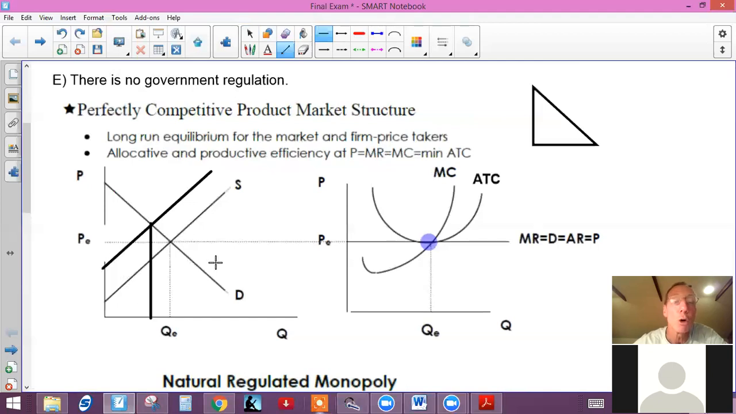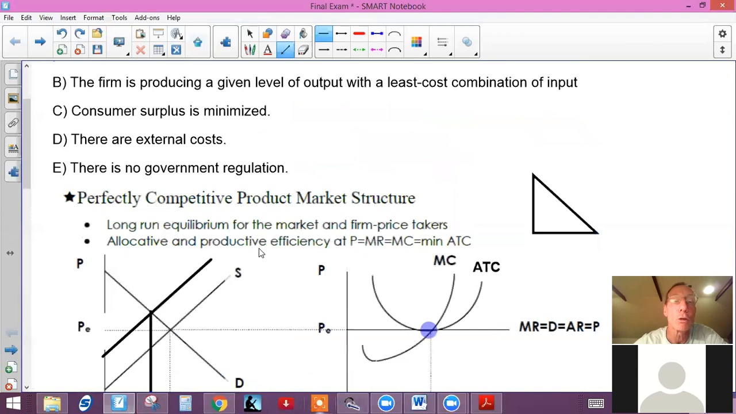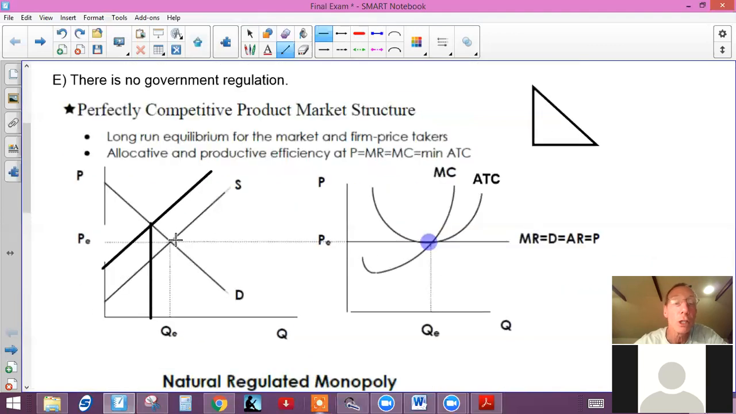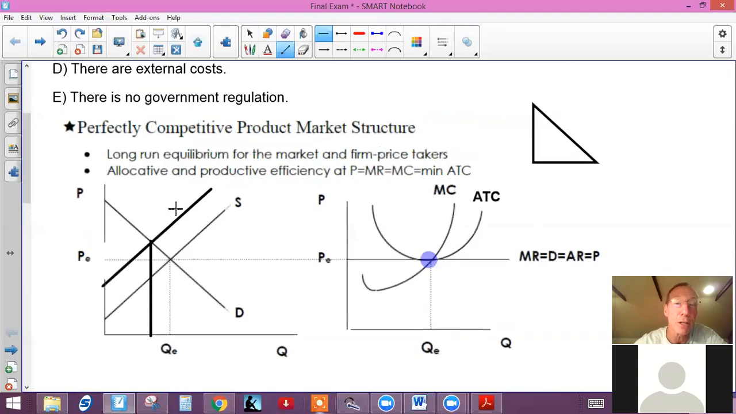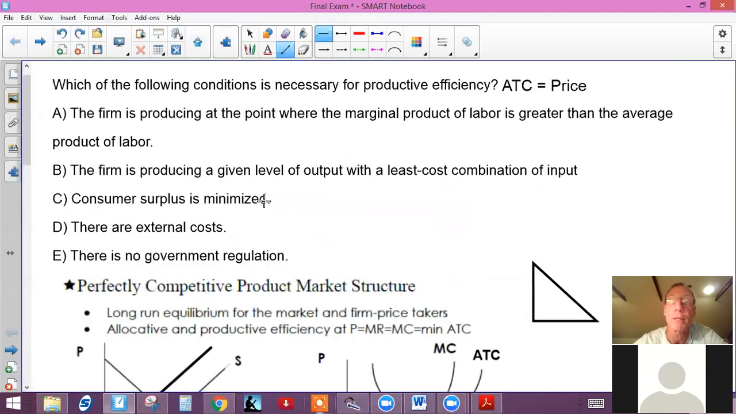So when you have an external cost, this is just review, you can remember that you're actually producing an output higher and at a price lower than the socially optimum or the allocatively efficient, which is not the same thing as productively efficient. So this one question has gotten us into a lot of different areas.